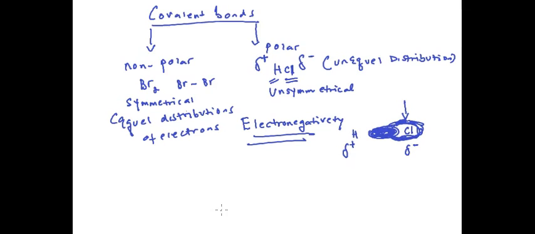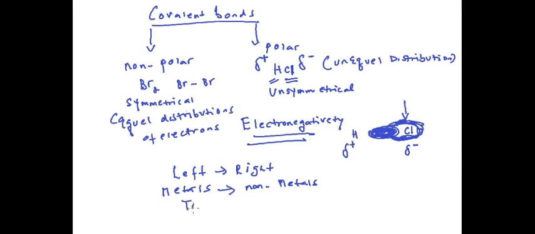One thing that I would like to tell you about electronegativity: when you go to the periodic table, the value of electronegativity increases from left to right. That means electronegativity increases when you go from metals to non-metals. Alright. Also, the electronegativity value decreases as you go from top to bottom on the periodic table.